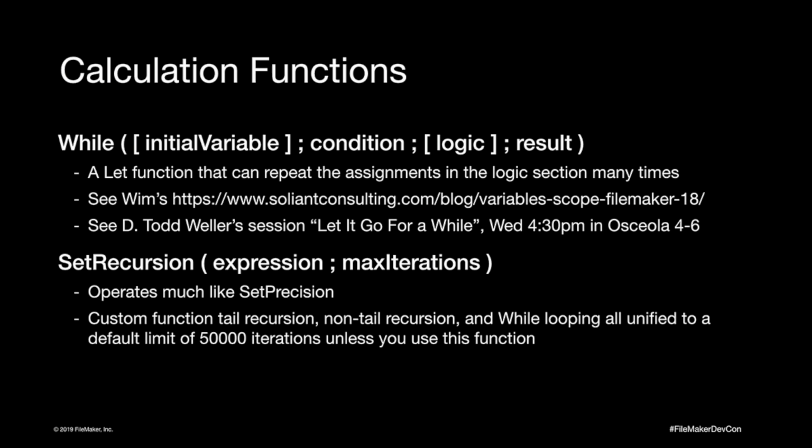While loops are limited to 50,000, but you can use the new set recursion function. It works very much like set precision. With set precision, when you bump the precision up from the default, I think it's 18 right now, you can go up to 400 digits of precision in the calc engine if you want. But that only applies to everything inside that first expression. Set recursion works the same way. That first expression, any whiles inside there, or any custom functions that do recursion inside there, will have the max number of iterations that you specify in the second parameter.